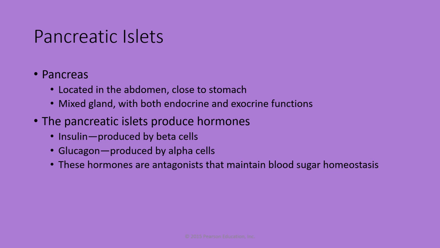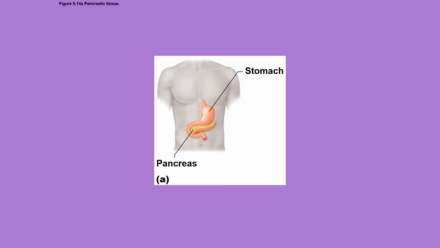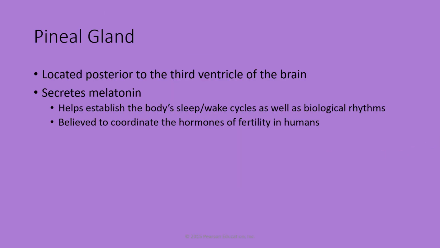Levels of glucose in the blood need to be maintained very closely. You don't want them too high, but you also don't want them too low. And so insulin and glucagon are going to be helping to maintain those proper levels. So this is showing, here's the stomach, and so kind of tucked under and behind it is the pancreas, and then the small intestine is in front.